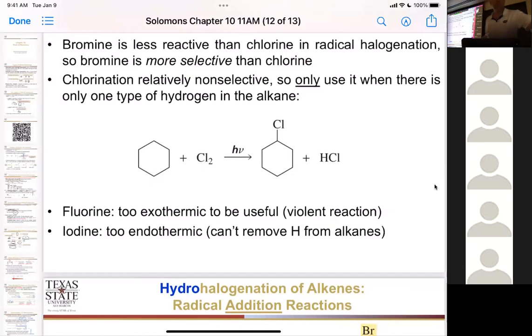All right, questions on that? So radical reactions actually can be useful for making alkyl halides that we couldn't make otherwise. Now, how would you get an alkyl iodide? Well, you use the radical reaction to make a chloride, and then you swap them out using nucleophilic substitution. So that's how you could do that.